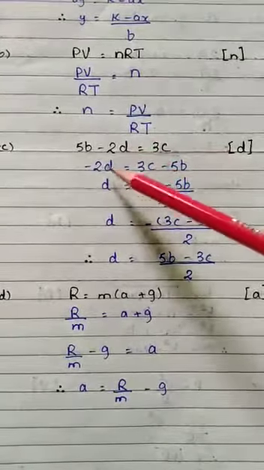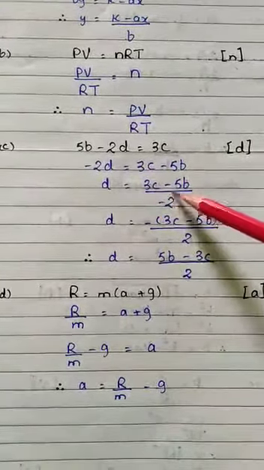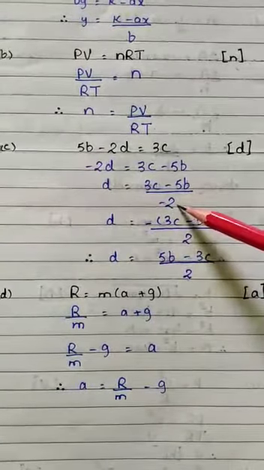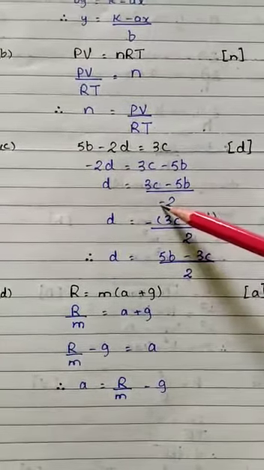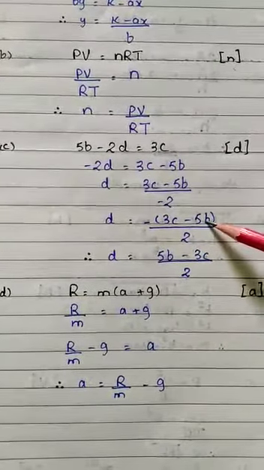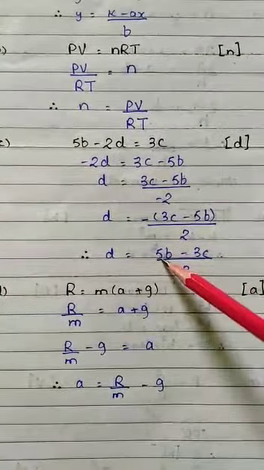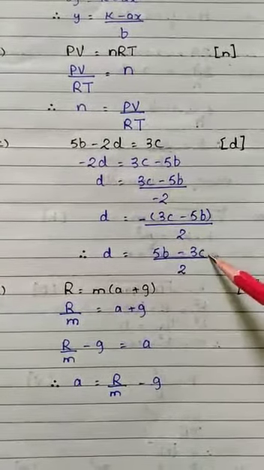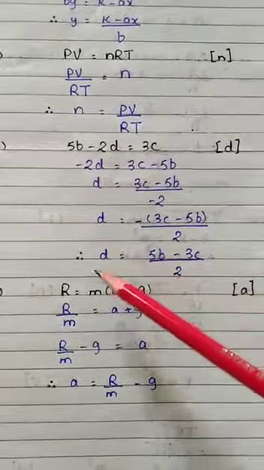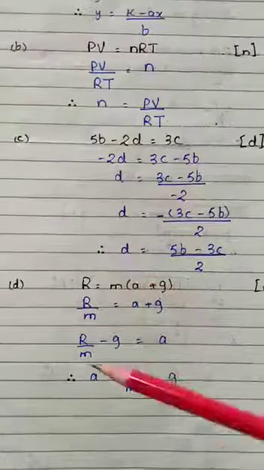So minus 2D is equal to 3C minus 5B and then D is equal to 3C minus 5B over minus 2. Then this minus will be multiplied by both terms, 3C minus 5B, and alphabetically B comes first, so we will write 5B first and then 3C. So 5B minus 3C over 2. This is the formula of D.